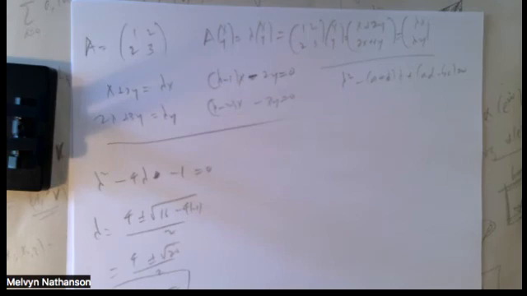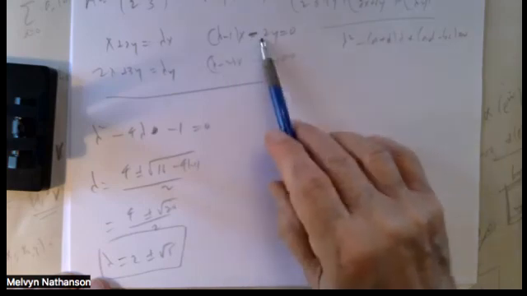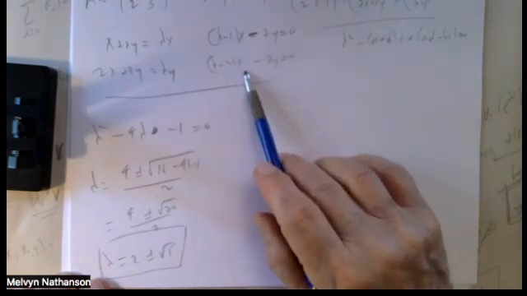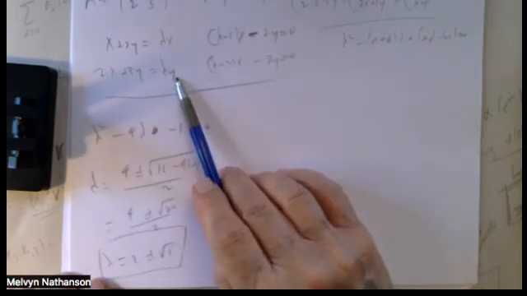Professor, when you set the two equations to 0, the second one, why did you factor out x instead of y? I didn't factor anything out exactly, but this is 2x plus 3y equals lambda y. Oh, I just wrote it down wrong. Thank you.